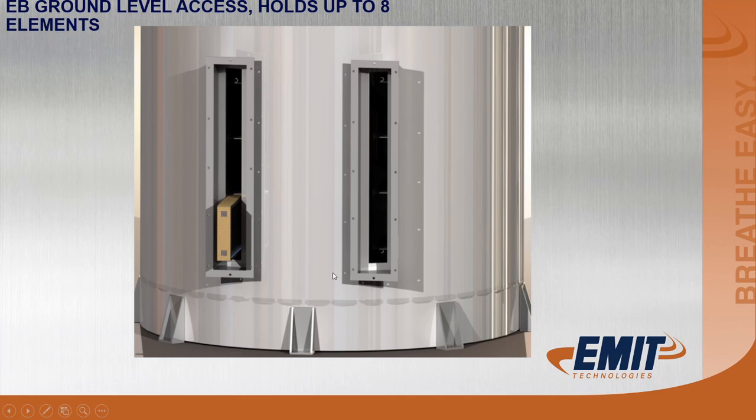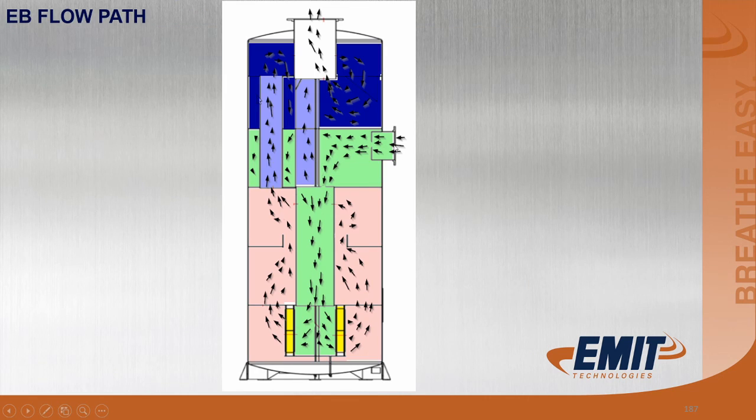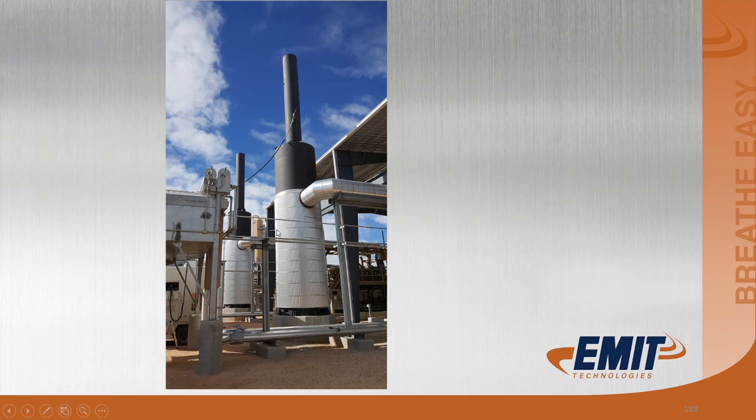Good thing about these elements is their ground level access. You can take the doors off. You don't have to get up in the air. You don't have to get a man lift or up on a catwalk to get these elements out. You're standing right at ground level. Okay, the exhaust flow path on these, it comes in the side, goes down the middle, and just like an EL, it's between the catalyst elements, and then goes out each side.